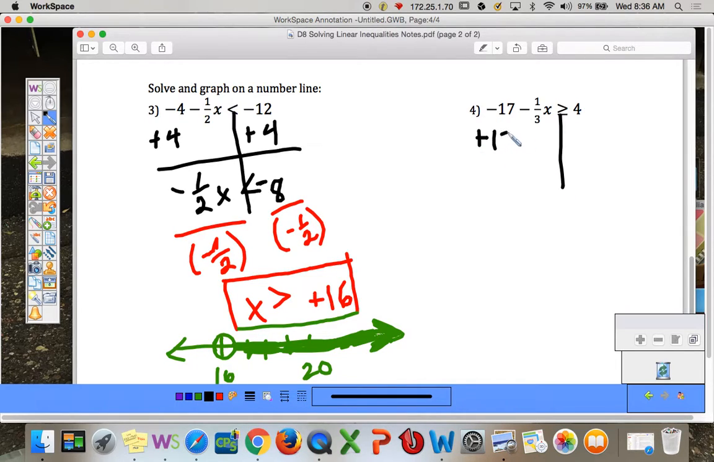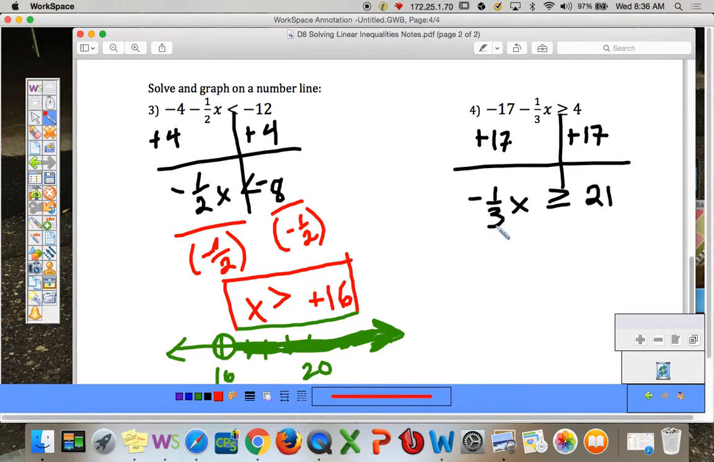So first up, add 17 to each side. We get -1/3 x is greater than or equal to 21. And then here, again, we can divide by this negative, but if you think about what number multiplies to -1/3 to make it 1, dividing by -1/3 is the same as multiplying by 3, because then they'll cancel. So let's multiply this by -3. And since we multiply by a negative, switch the direction of the inequality. And if we do that, we're going to get -63. So x is less than or equal to -63.